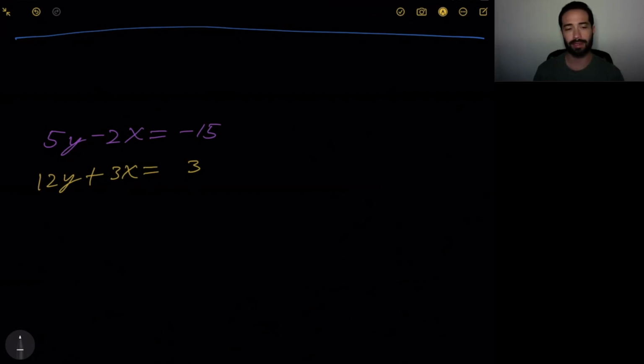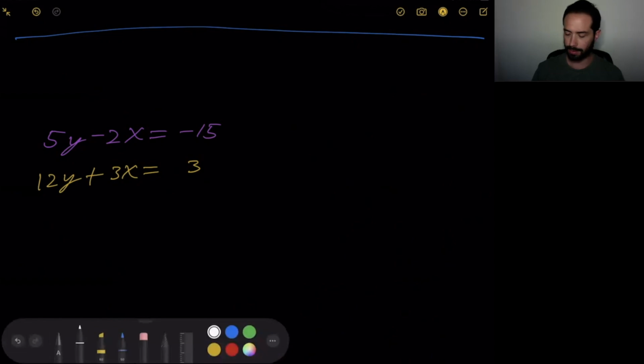Let's see what happens. We have 5y and 12y. If I multiply 5 times something, I can't really get to 12. If I multiply 12 times something, I can't really get to 5. Let's look at the 2 and the 3. That might be easier because they're smaller numbers.